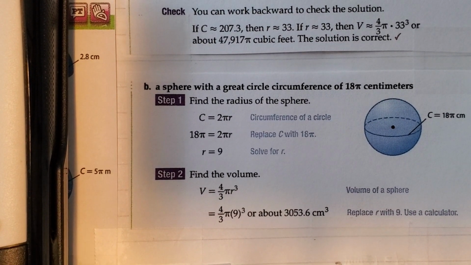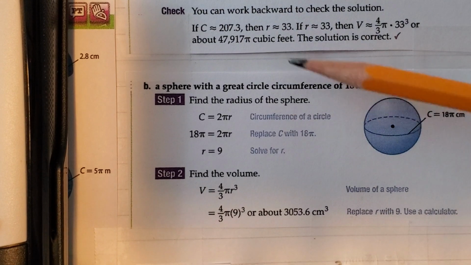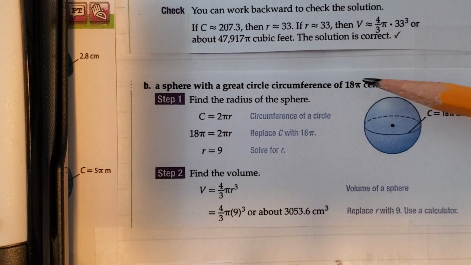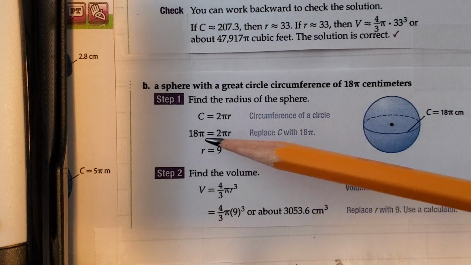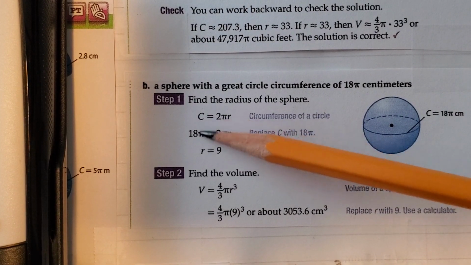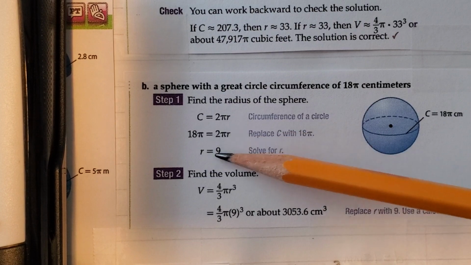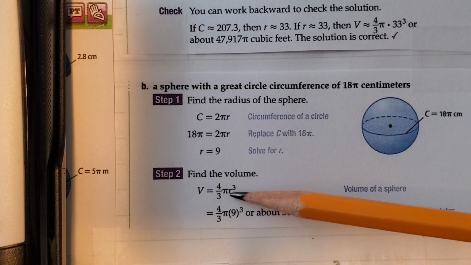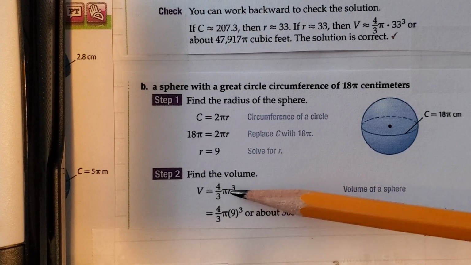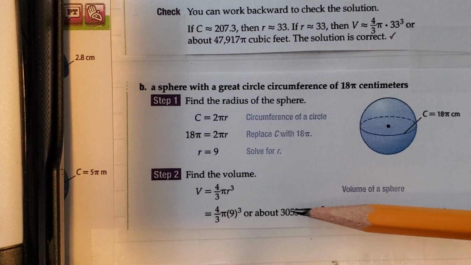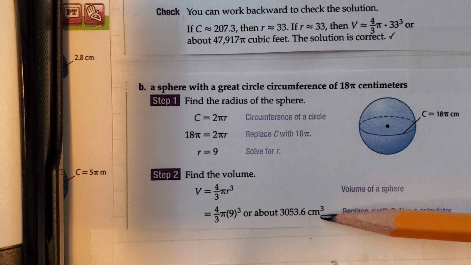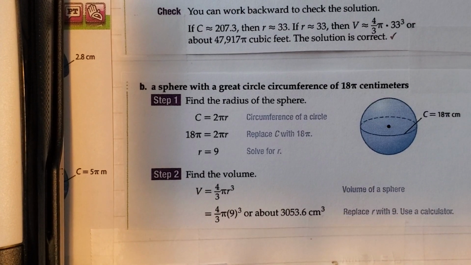Okay, so let's find this. A sphere with a great circle circumference of 18 pi centimeters, okay? So first thing you do is put 18 pi in for the circumference, and you solve for r and you get 9. Now you substitute 9 in for your volume formula, and you get 4/3 pi times 9 cubed, or 3,053.6 cubic centimeters.